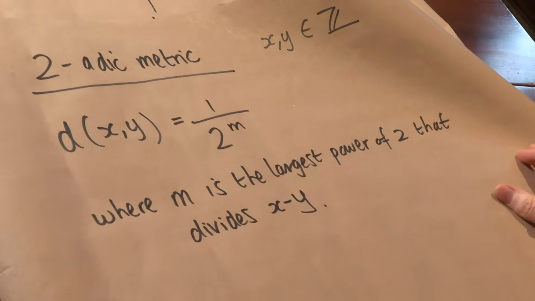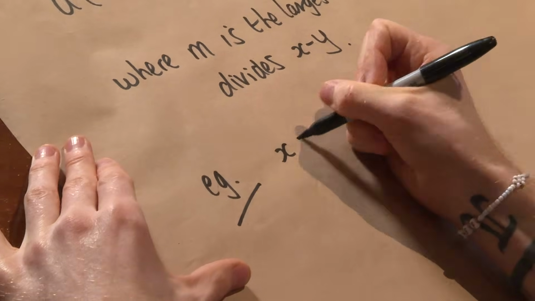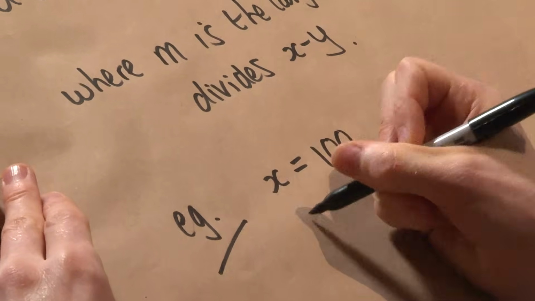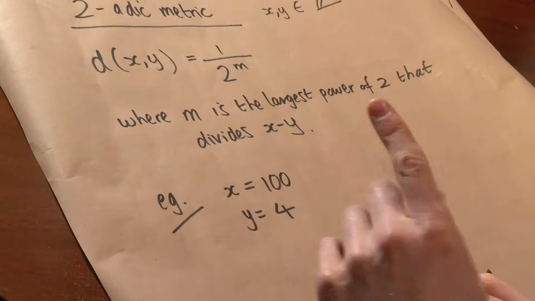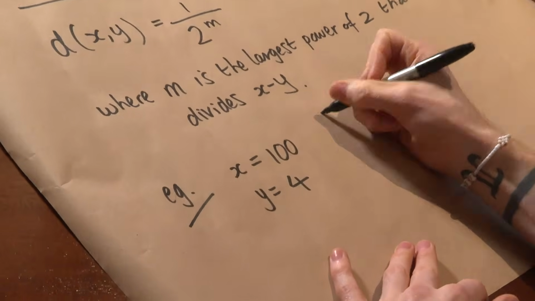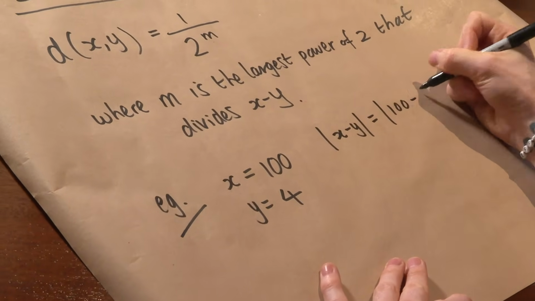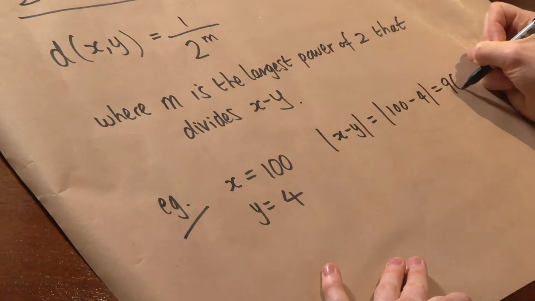So this feels a little complicated. So let's look at an example. Let's think about what this means. Let's suppose x is 100 and y is 4. So in the usual measure of distance, we would say the modulus of x minus y is the modulus of 100 minus 4. They're 96 apart. Feels hopefully kind of obvious.